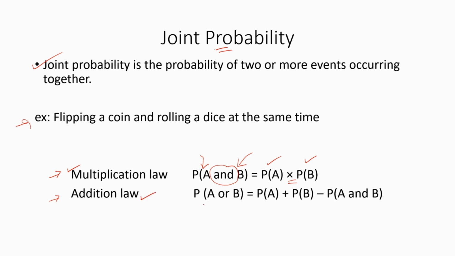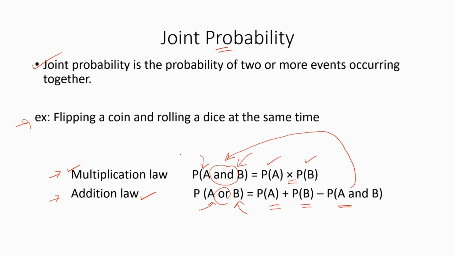Under the addition law, we are considering event A or event B happening. We can determine this probability by adding the individual probabilities together and deducting the multiplication of the probabilities, which is this. Remember, there can be more than two events happening at the same time. For simplification, we are only considering two events at a time.